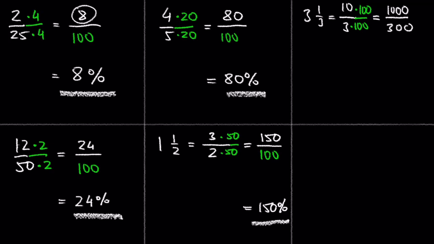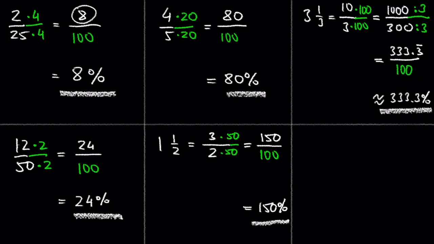Now, how can we make 100 out of the 300? 300 divided by 3 gives us 100. And 1000 divided by 3 gives us 333.333 and so on. So 3 and 1/3 is 333.3% rounded. We see in this example that sometimes we can't make 100 in the denominator in the first step, but can do it in the second step.